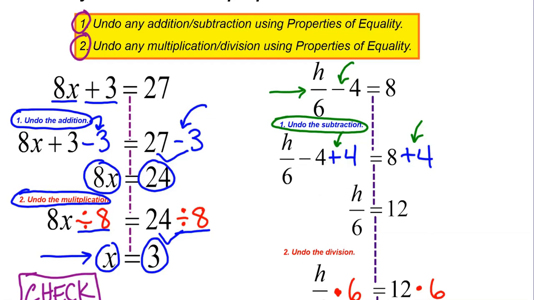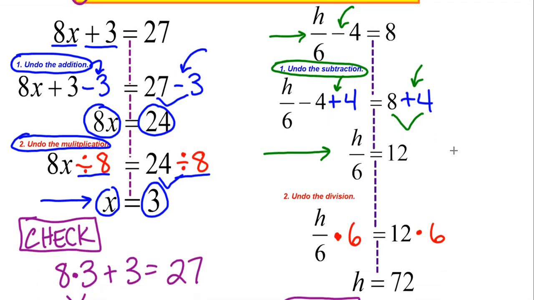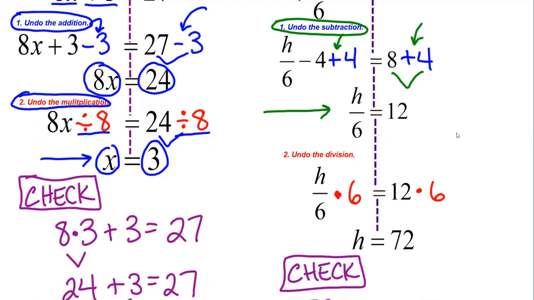The minus 4 plus 4 just becomes 0. And then 8 plus 4 is 12. So now I'm left with another one-step equation after getting rid of the subtraction. h divided by 6 equals 12. So I need to undo the division.